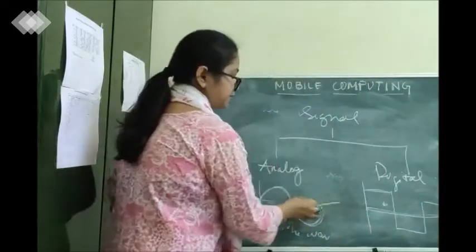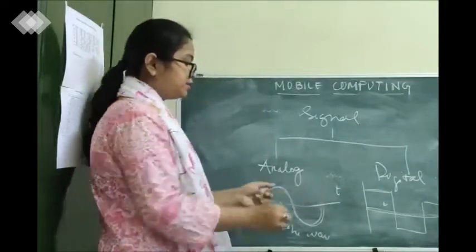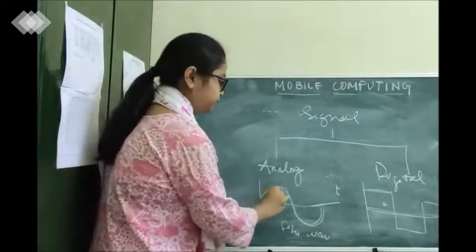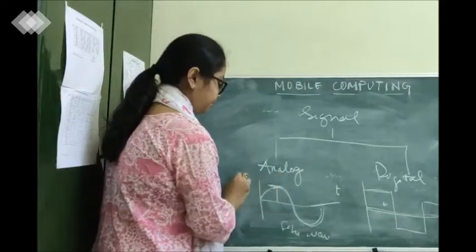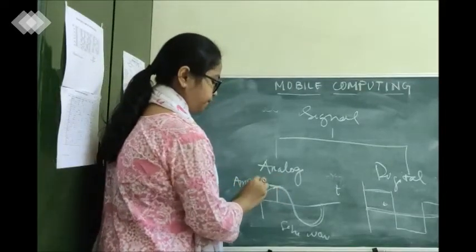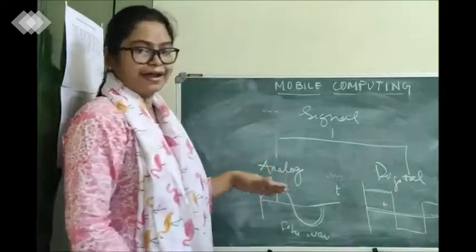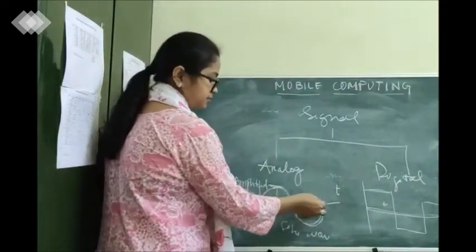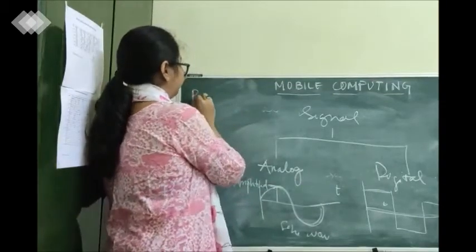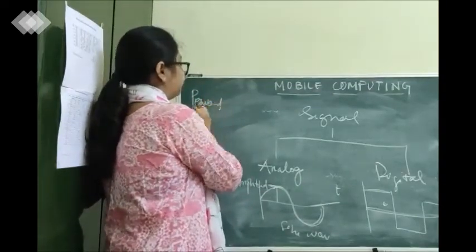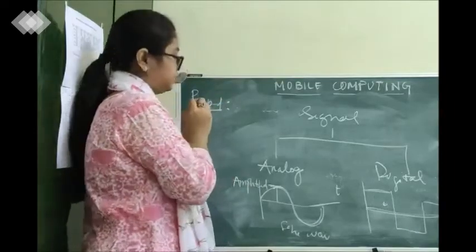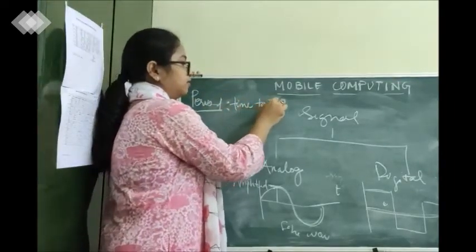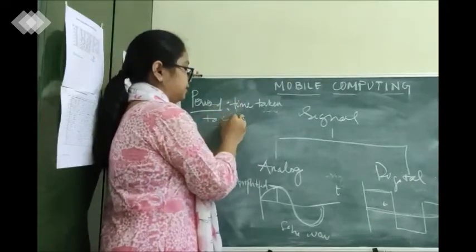So this is the time axis, we can say. How does it change with time? So these are the properties of a signal. It is called amplitude. That is the height. And this is the period. What is period? Period is the time taken to complete a cycle.